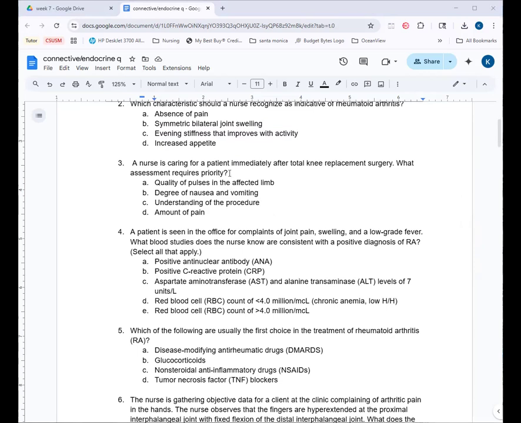All right. Number three, a nurse is caring for a patient immediately after total knee replacement surgery. What assessment requires a priority?